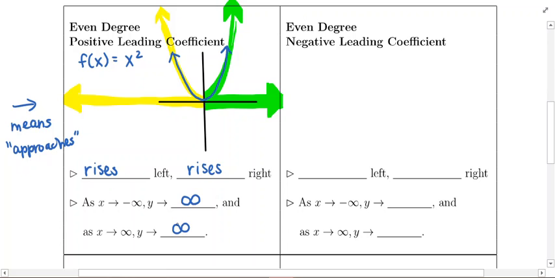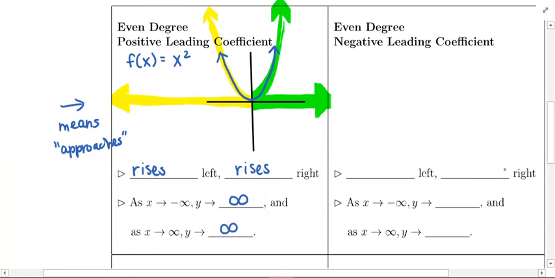Okay, so that's how you would write down the end behavior of a polynomial with even degree that has a positive leading coefficient. It's going to rise left and rise right. You can state it more mathematically as your x values approach negative infinity, the corresponding y values approach positive infinity. And as your x values approach positive infinity, the y values also approach infinity. Okay? All right, so just to kind of clear this up before we do the next case.